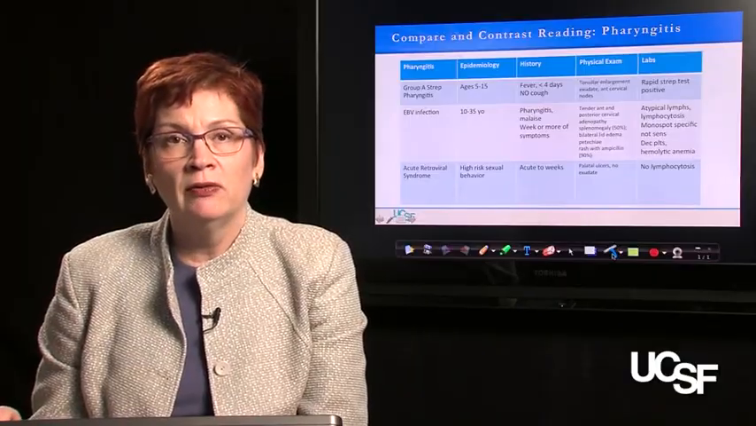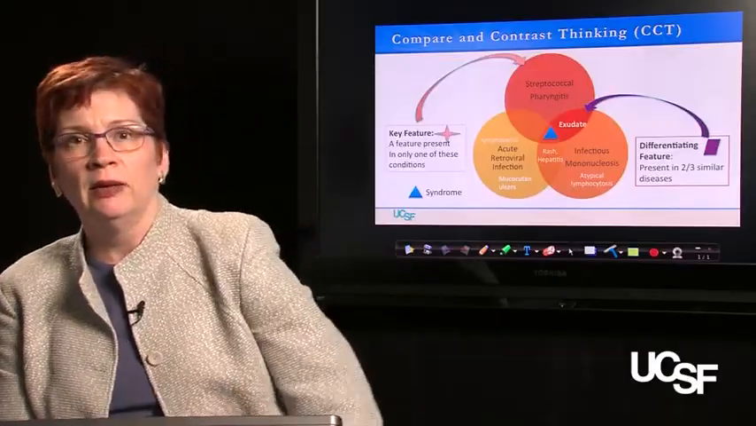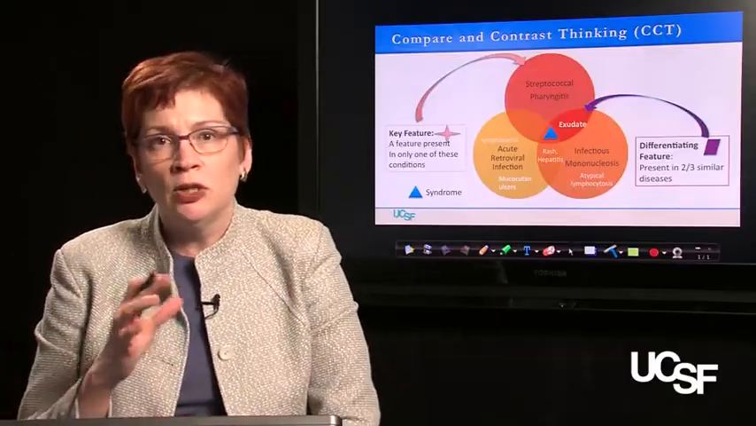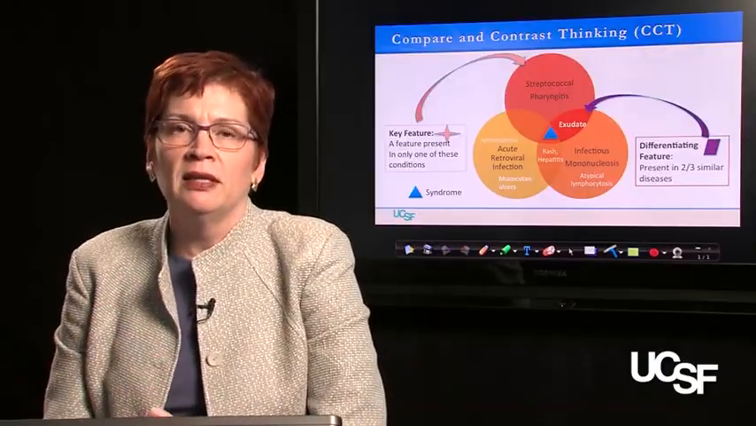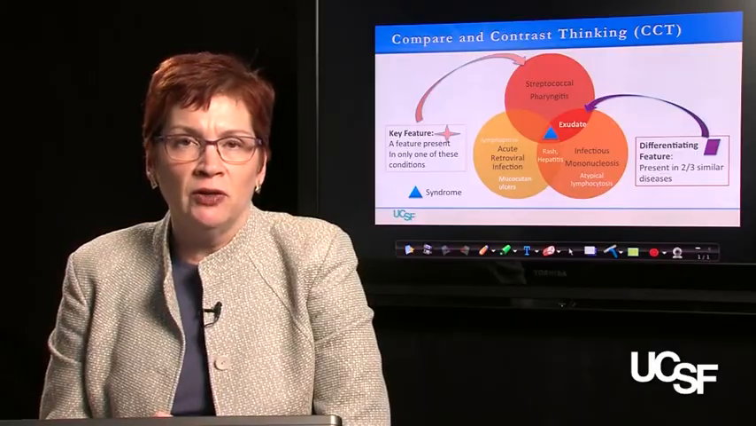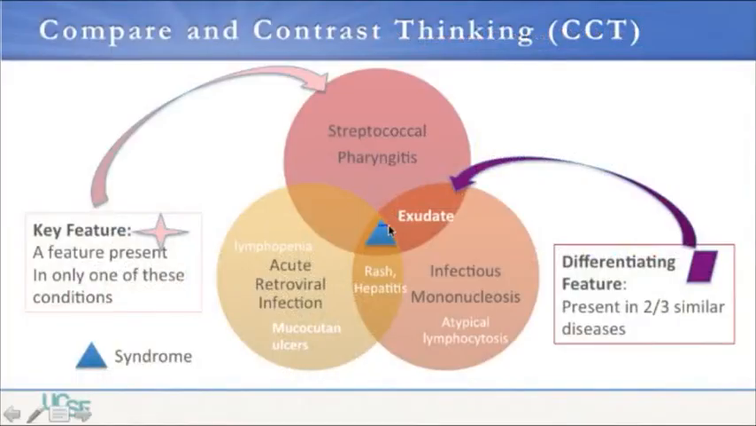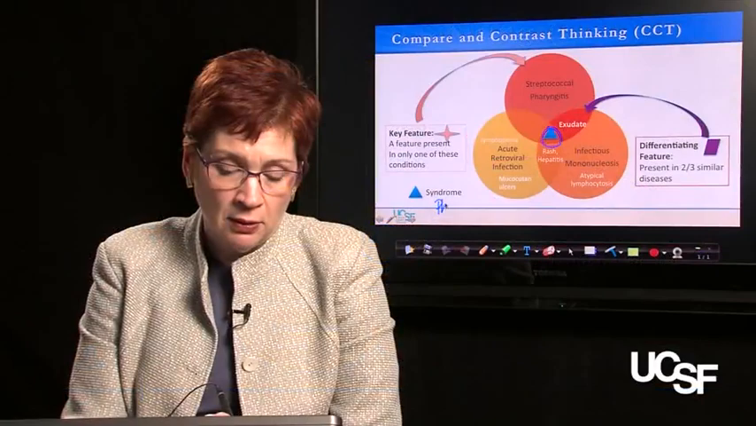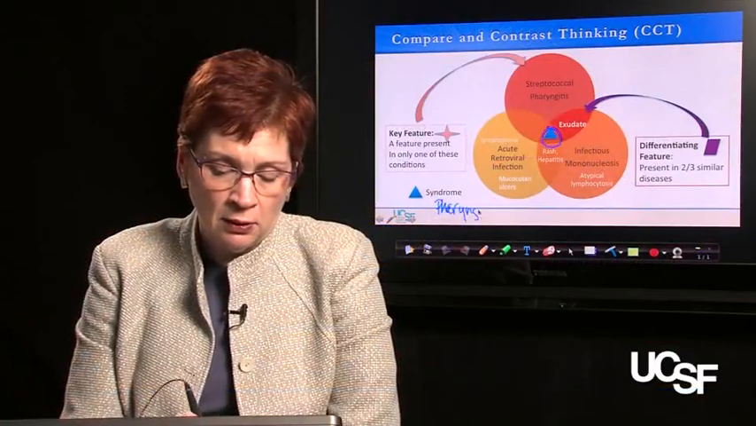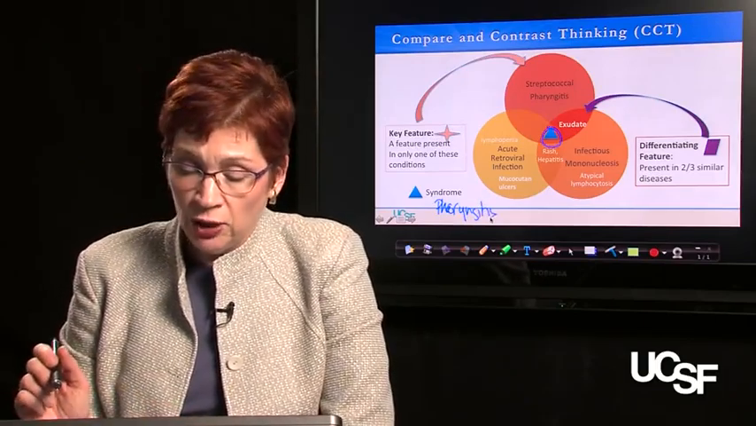There's another way of comparing and contrasting in a different visual way, and that's using the Venn diagram. Depending on the way you think, some people prefer this method of illustrating what is a key and a differentiating feature for each of these three conditions. So we start off, of course, with the syndrome in the center. That's pharyngitis, sore throat, and then we look for some differentiating features.